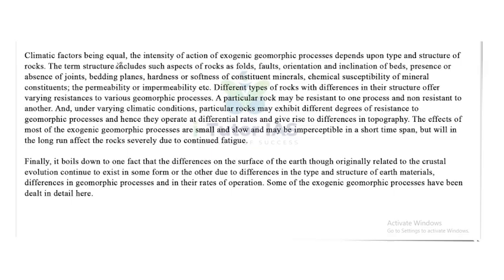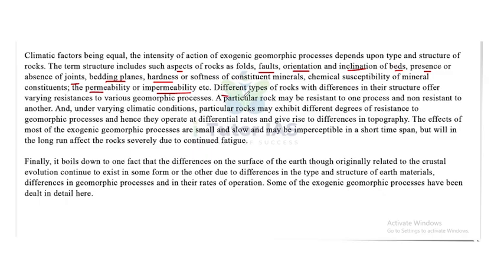Now, climatic factors being equal, the intensity of action of exogenic geomorphic process depends upon types and structure of rocks. The term structure includes such aspects of rocks as faults, orientation and inclination of beds, presence or absence of joints, bedding planes, hardness or softness of constituent materials, chemical susceptibility of mineral constituents, the permeability or impermeability, etc.